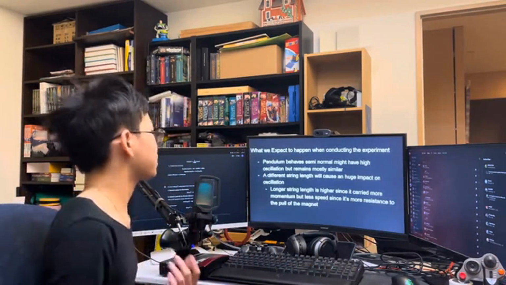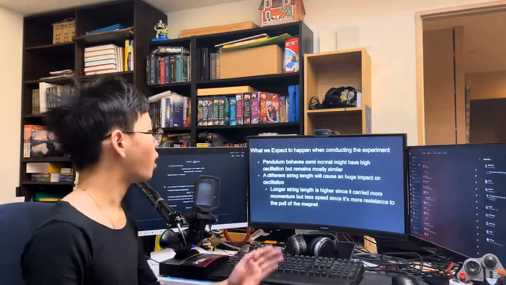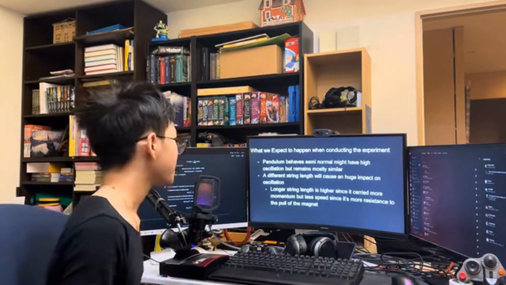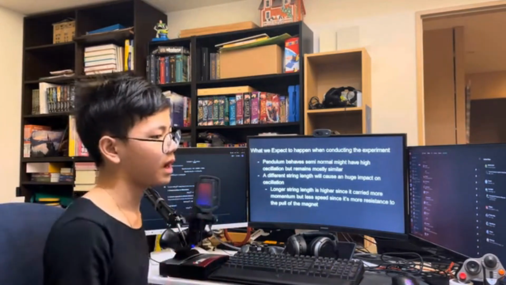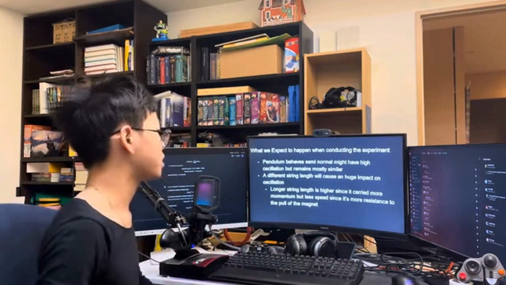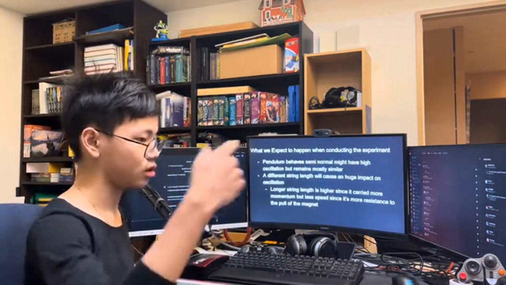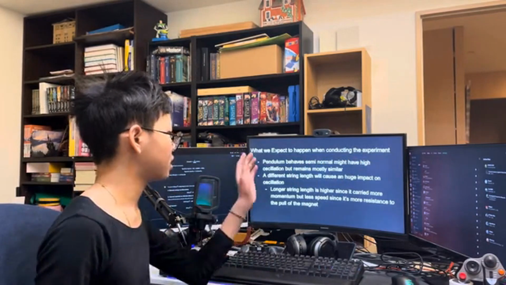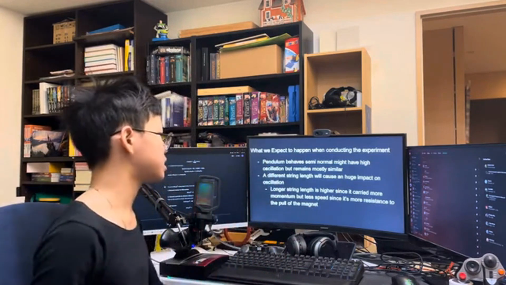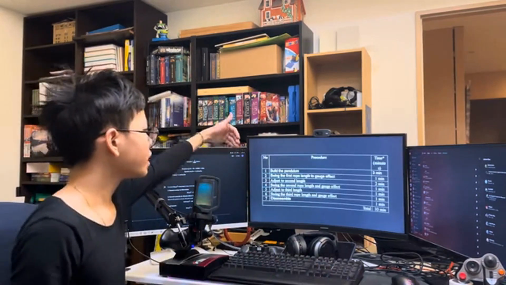Now, what we expect to happen when conducting the experiment, the pendulum ball behaves semi-normal while having a high oscillation, but remains mostly similar when we add a magnet to it. And when we don't have a magnet, we expect it to go around and around and around. And a different string length will cause a huge impact on oscillation, such as oscillation length and oscillation time. So longer string length means a higher oscillation since it carries more momentum but less speed, and there's more resistance on the magnet. Now, procedure.